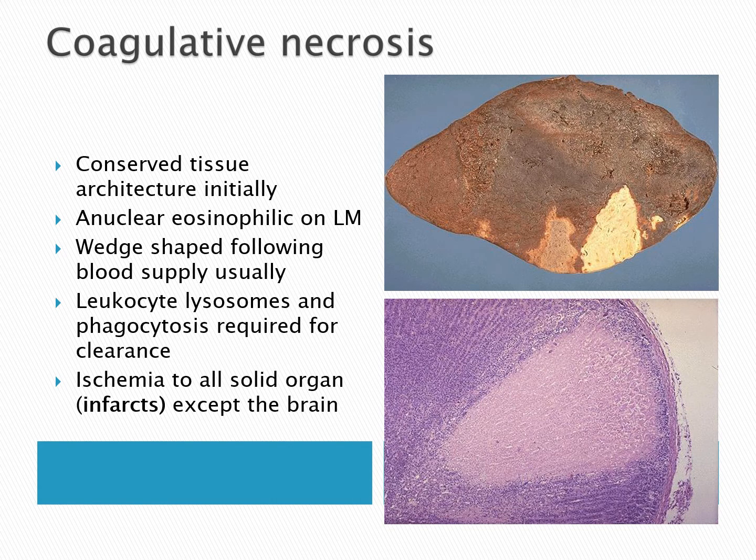The first type of the morphologic pattern of necrosis is called coagulative necrosis, and usually it is caused by ischemia to all solid organs except the brain. It is characterized by a wedge-shaped pale area grossly corresponding to the blood supply of the organ, like you see here. It's pale colored because of the loss of blood supply.